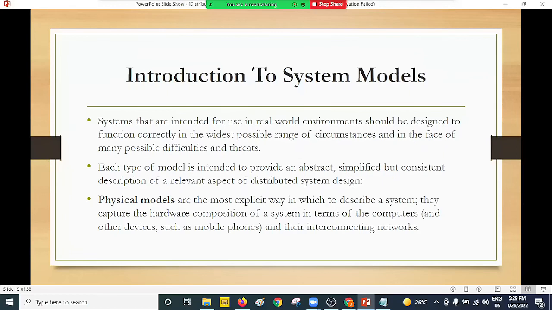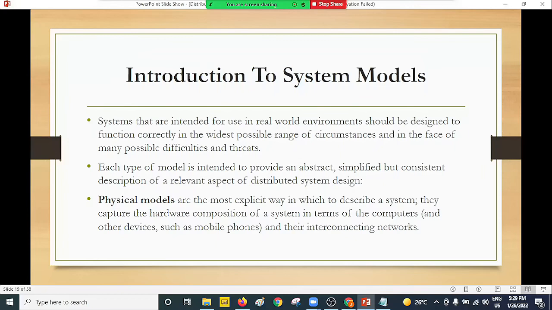Each and every model is there to ensure that we have the right design, so that in case of scalability issues, in case of transparency issues, we should be in a position to have a distributed system that doesn't really fall into these particular problems. That's why we say systems that are intended for use in real-world environments should be designed to function correctly in the widest possible range of circumstances, right?